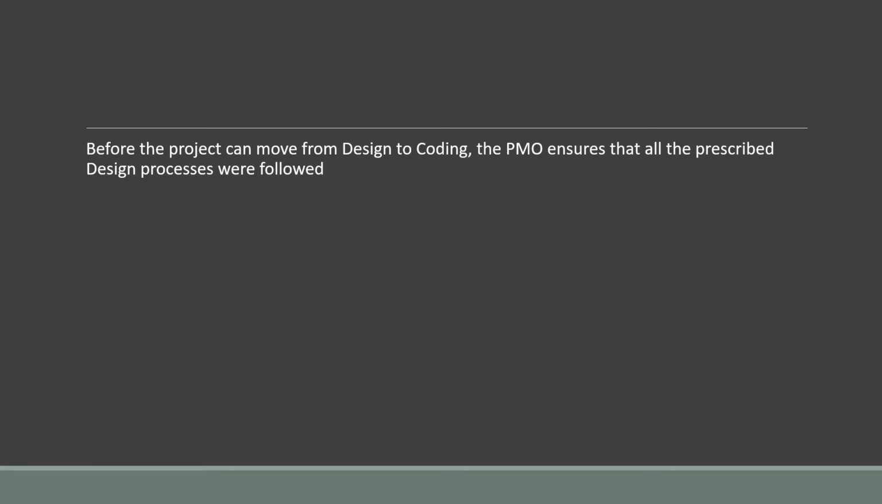Before the project can move from design to coding, so your design is done, and before you can move to coding, the PMO ensures that all the prescribed design processes were followed. This again is an example of a controlling PMO. This is a scenario where folks from the controlling PMO will come in and check, do an audit, and verify and validate that everything you had to do for completing design, you've done it, and now you can move on to coding.